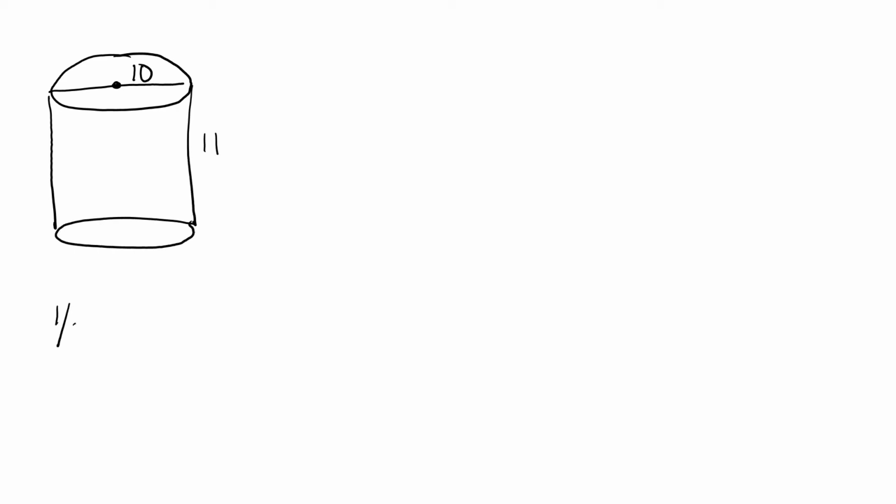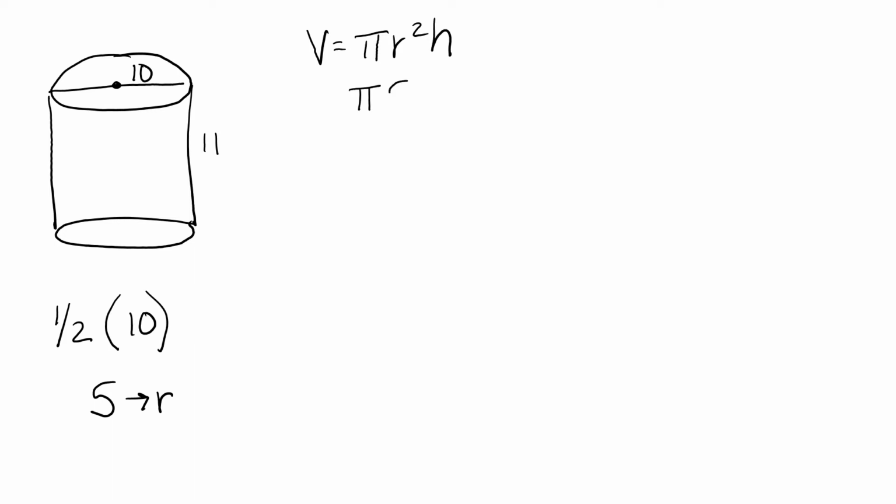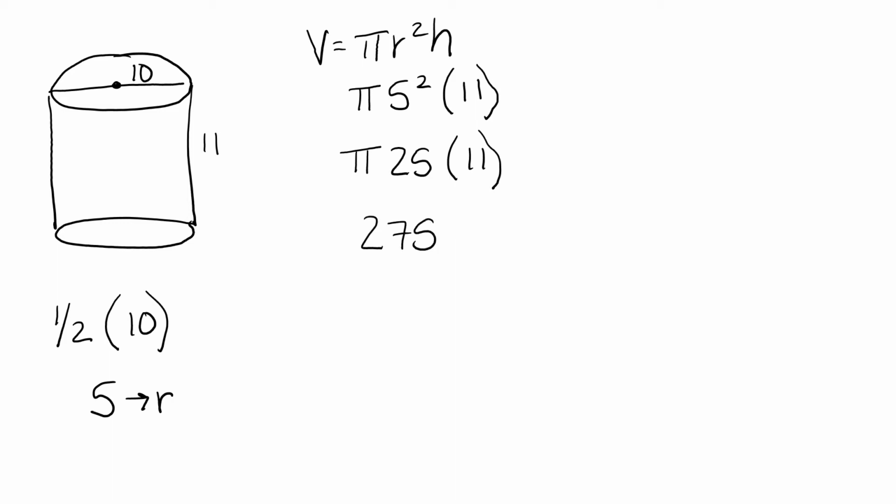Our first step is to take half of our diameter because we only want the radius, and half of 10 is 5. We're going to use our formula, V equals pi r squared h, plugging in the radius 5 and the height 11. We solve the exponents first, so 5 squared is going to give us 25. We then multiply 25 by the height 11 to get 275, and then we multiply by pi.